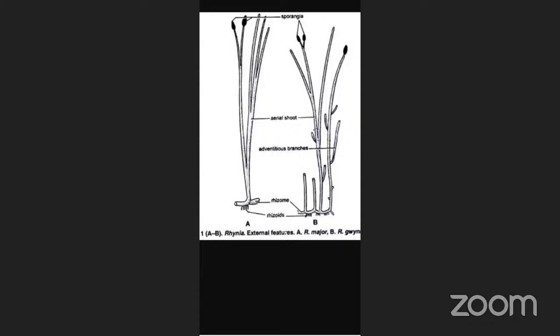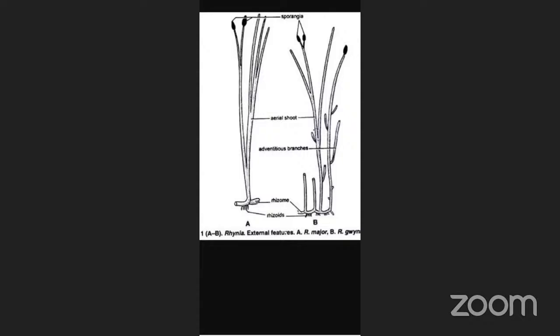This Rhynia is a fossil, representative of the Silurian period to Devonian period. These fossil remains are mostly fragmentary and incomplete, so much of the detail is still unknown. So that's why this Rhynia is named after the locality of Rhynie in Aberdeenshire district of Scotland.